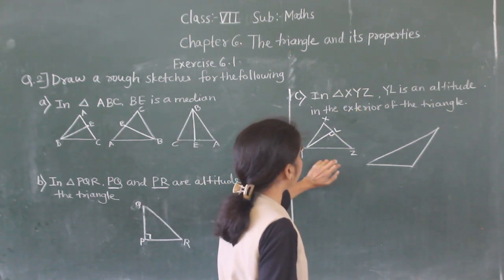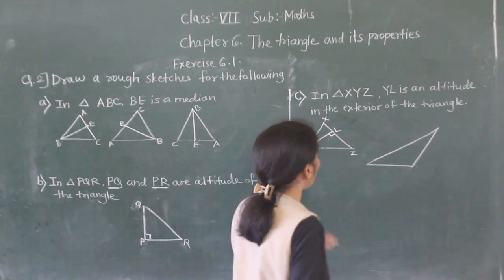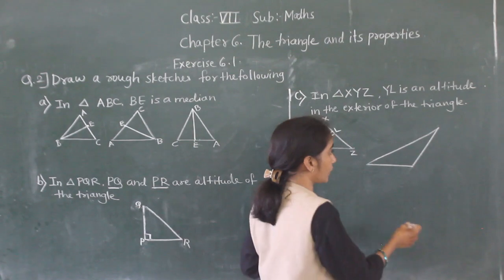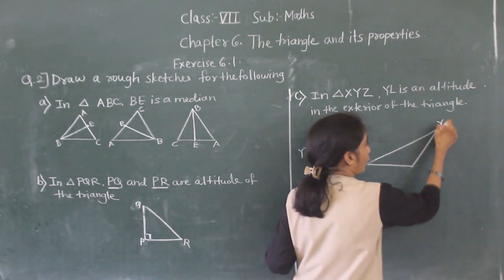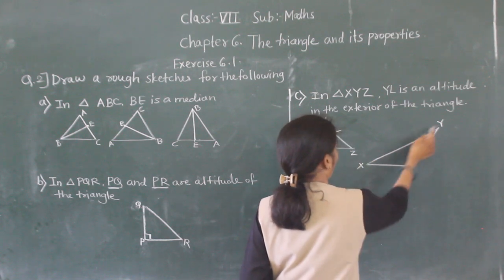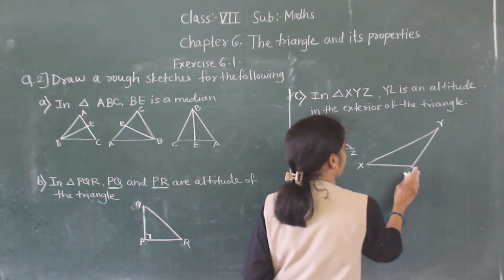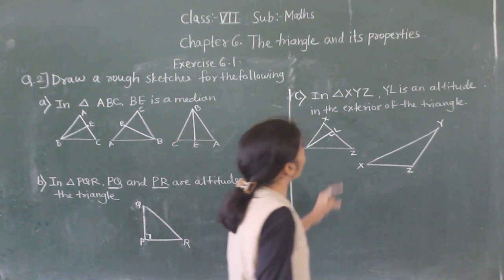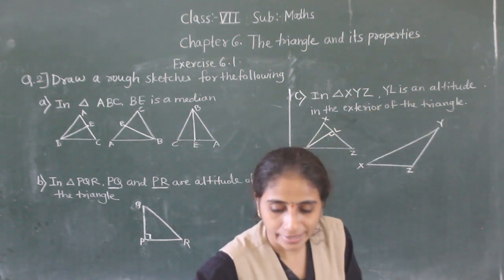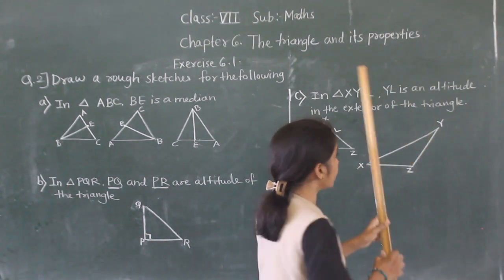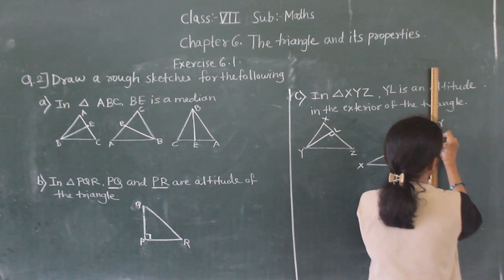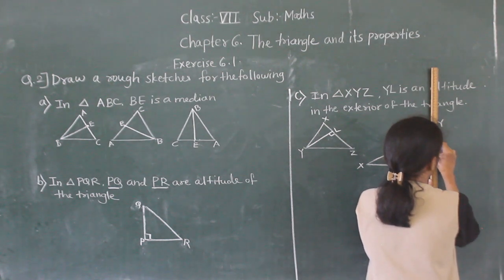Angle X, Y, Z. From Y we want to draw to the opposite side. So we give the name Y here, X, Y, and this is Z. Now YL is an altitude. Altitude means, see here, I will draw a perpendicular.